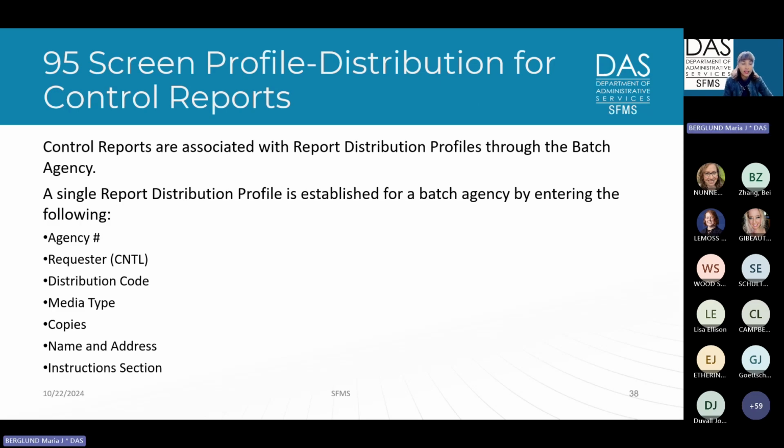And in all of the 95 screens, if the requester is identified as CNTL, that is a control report. Agency cannot maintain those reports. And usually the control reports are maintained by the SFMS team.